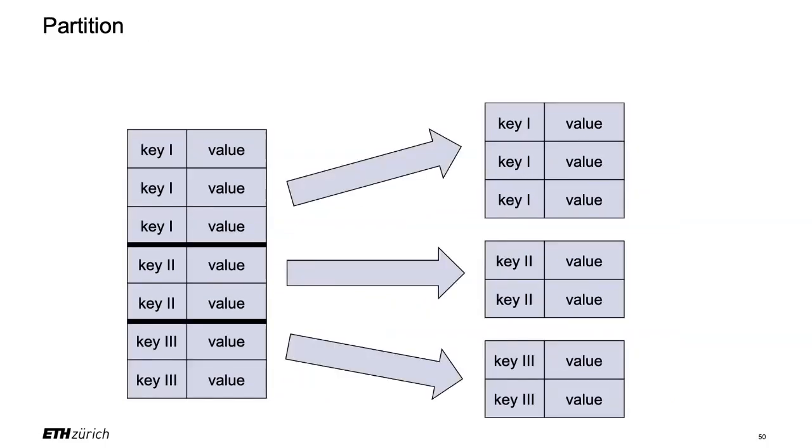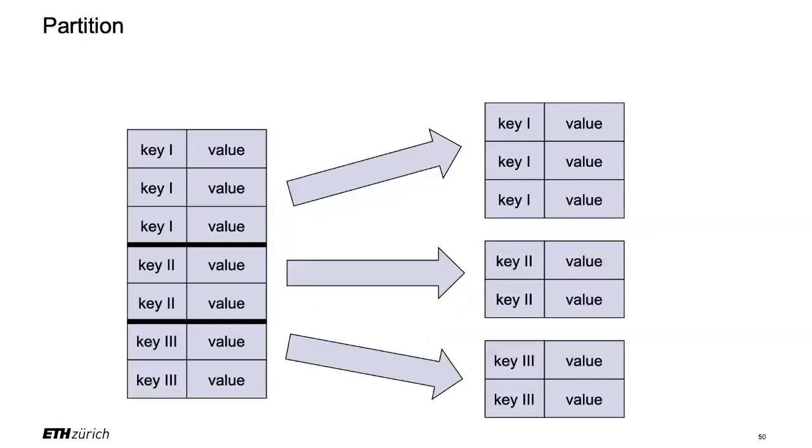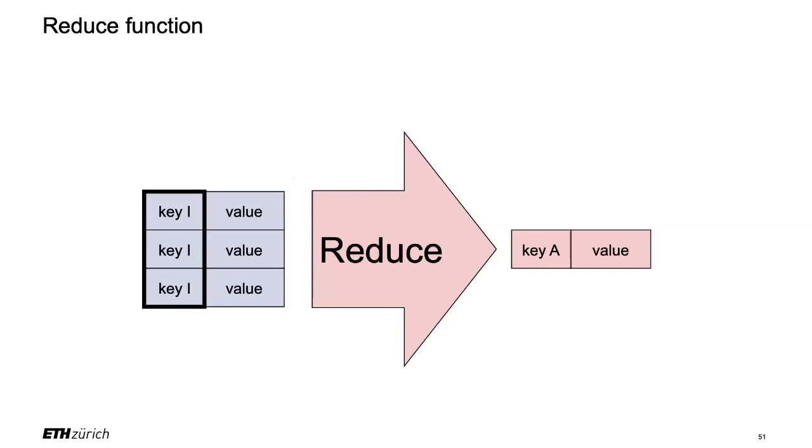So you have all the key ones, all the key twos, all the key threes, and so on. Next, you apply the reduce function to each one of these partitions. So here we have key one, key one, key one, and you call the reduce function on these key values where the key was key one, and you get 0, 1 or more output key values. In that case, just 1, but 0, 1 or more in general.